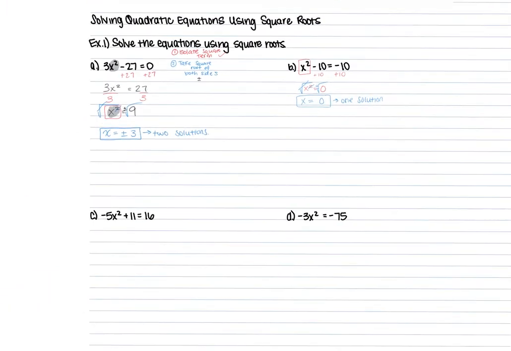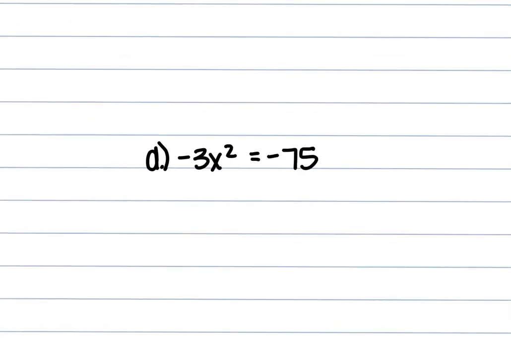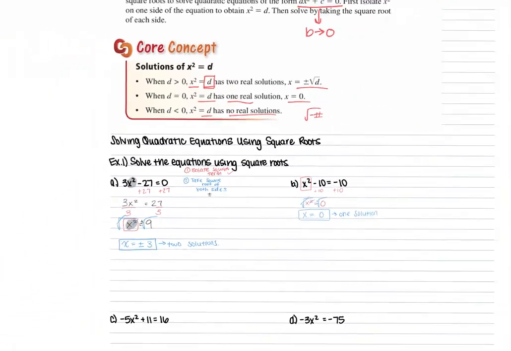All right, so let's see one more example. Let's take a look at D. So we've got negative 3x squared equals negative 75. Now, sometimes people tend to freak out because they're like, oh, there's a negative over there, okay? The negative is important, but you have to wait until you've isolated your square to see whether that d value that we talked about in the beginning is going to be negative or not.